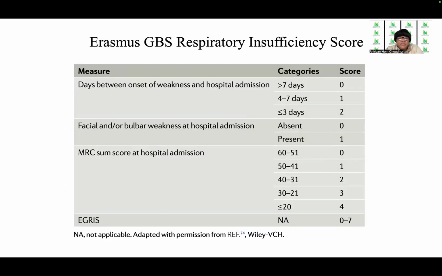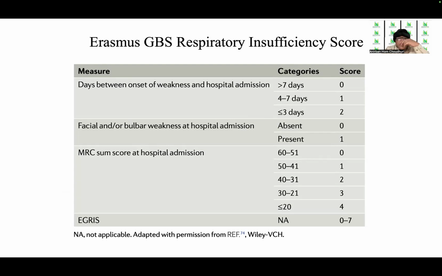Now, one more important score which is often asked in the exam, or which is required for resident students, the Erasmus, the EGRIS score, or the Erasmus GBS Respiratory Insufficiency Score. Now that takes into account the days between the onset of weakness and hospital admission, and the score can be 0, 1, and 2 depending upon whether the days are more than 7, between 4 to 7, or less than 4. Also, score can be 0 to 1 based on facial or bulbar weakness at hospital admission. If it is absent, the score is 0. If it is present, the score is 1.